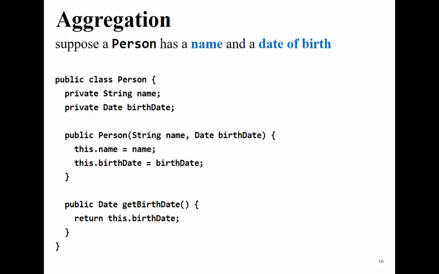But look at the get method. Get birthday, what will it return? The value of the date or the reference of the date? In the public Date getBirthday, this.birthday, we return the value or the reference? We return the reference. We return where the birthday lives in memory. If this object is at address 500, it will return 500. We're not returning a copy of the object to the client.